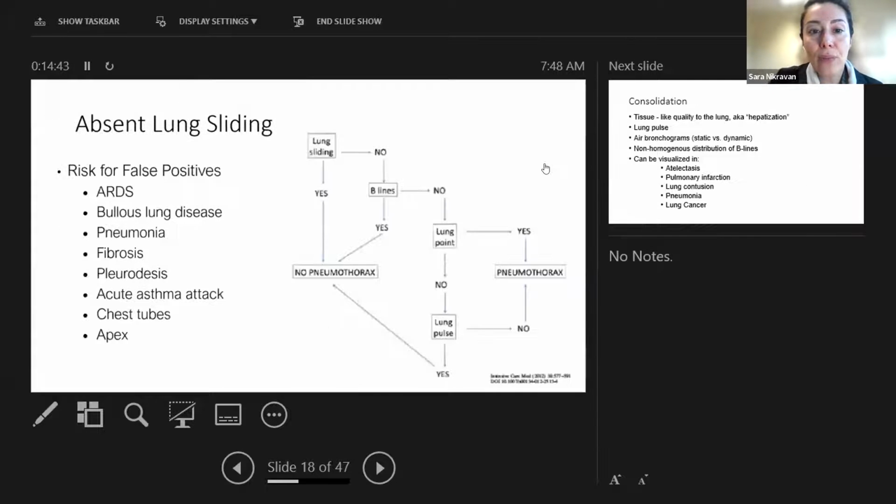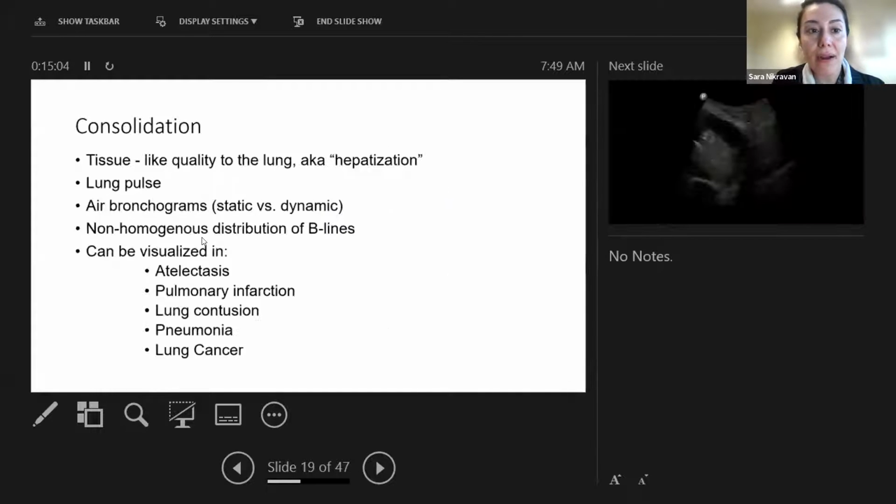So as we work down the algorithm, you can see that the lack of lung sliding can be seen in a number of different pathologies: in ARDS, in bullous lung disease, in pneumonia, fibrosis, the list goes on and on. So that's why it becomes really important to work through an algorithm to make sure you know that what you're looking at really is in fact a pneumothorax.